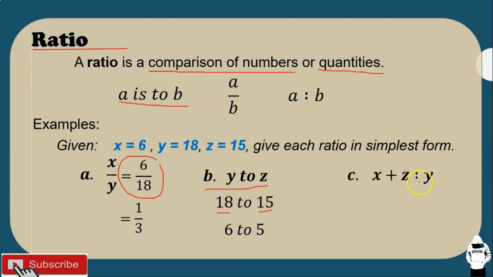Let's have another example. X plus z is to y. And then we all know that x is equal to 6, z is 15, and y is equal to 18. So parang isa-substitute nyo lang, ano? And then, 6 plus 15, that is equal to 21, is to 18. And we all know that this one is not the simplified form, so we need to get the simplest form of this, so that is 7 is to 6. So the ratio of x plus z is to y, that is 7 is to 6.